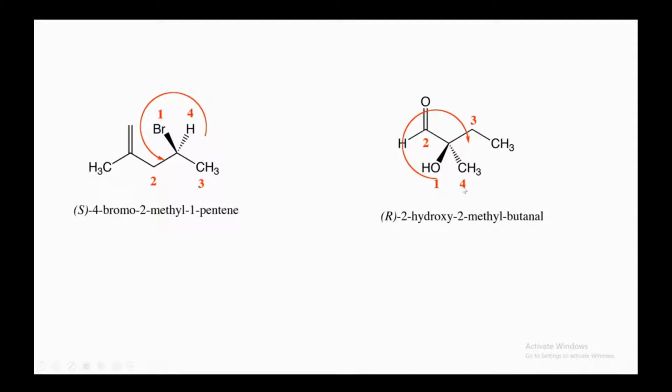It is not necessary that we always have hydrogen as the 4th priority. We could have another group which is lowest in atomic number, or smallest in size maybe, and that could be our 4th priority, and that should be on the dotted line. So start from 1, go to 2, from 2 to 3, and then go to 4. That is R configuration, that is clockwise rotation. That's why we are saying it's R.